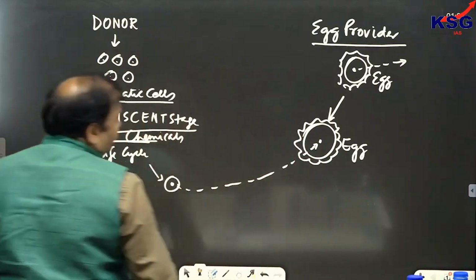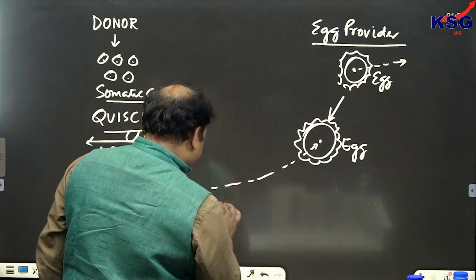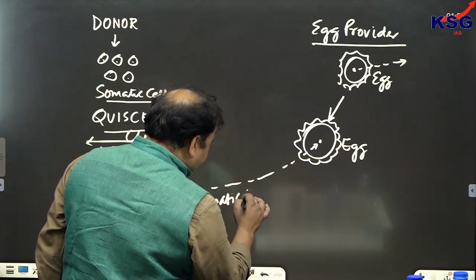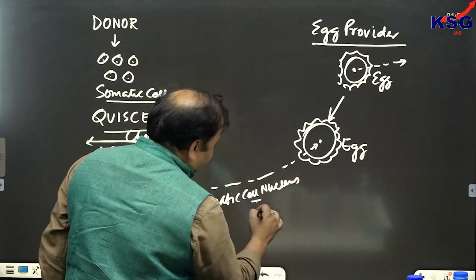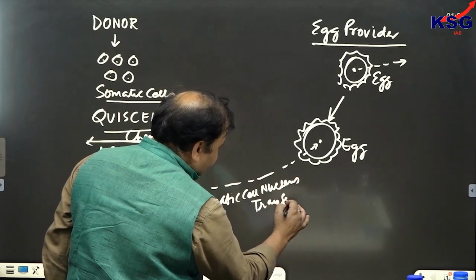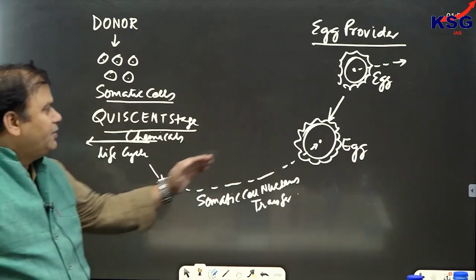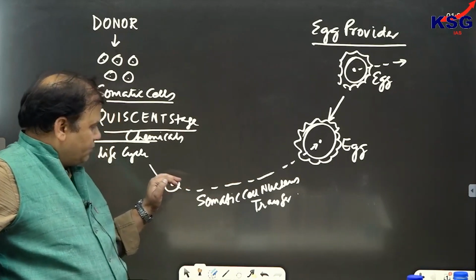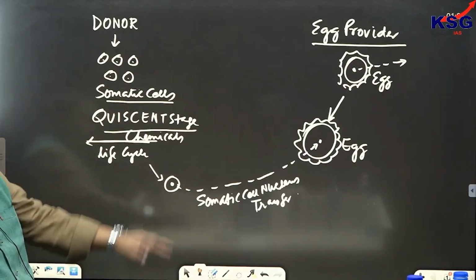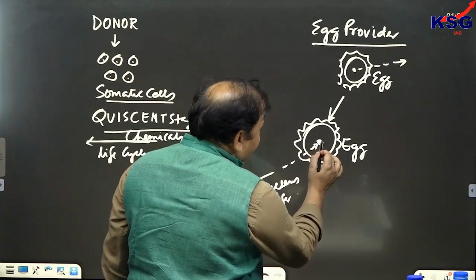Now this is called as what? This is called as somatic cell nucleus transfer. So cloning is based on what? It is based on somatic cell nucleus transfer. So when the nucleus is transferred from the somatic cell to the egg, then the egg is just like a fertilized egg.